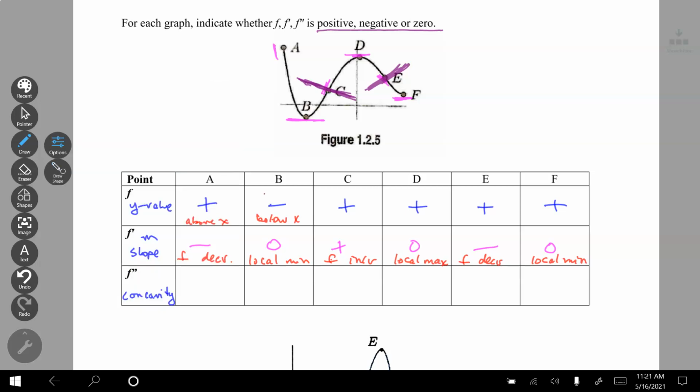So for me, A and B are going to be positive because they're concave up. D is going to be negative because it's concave down. F is going to be positive because it's concave up. And C and E are going to be 0 because these are inflection points. A and B are positive because they're both concave up. D is negative because it's concave down, and so on and so forth.